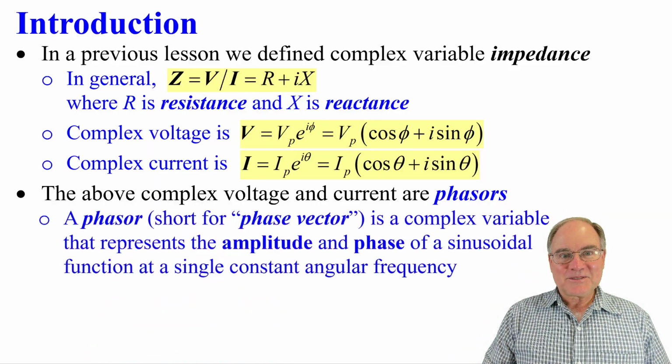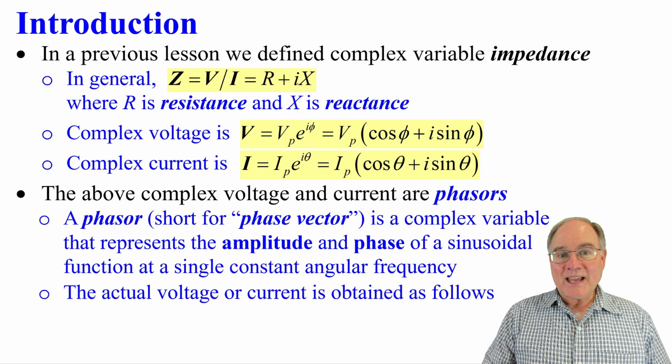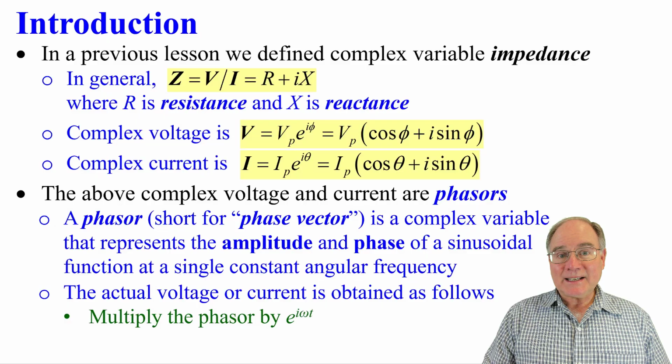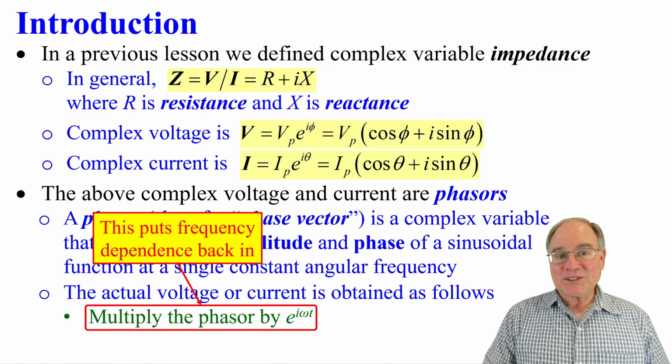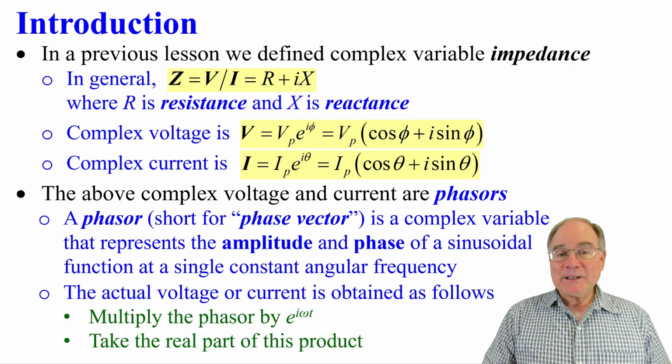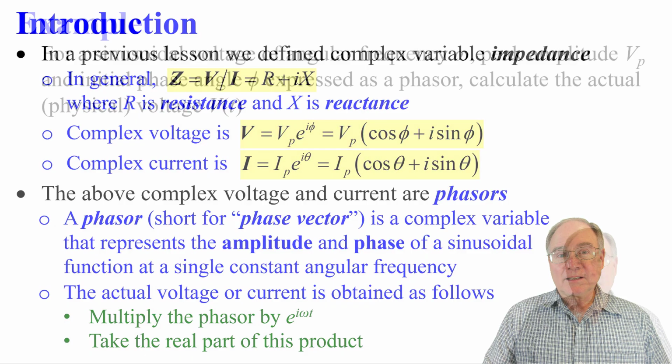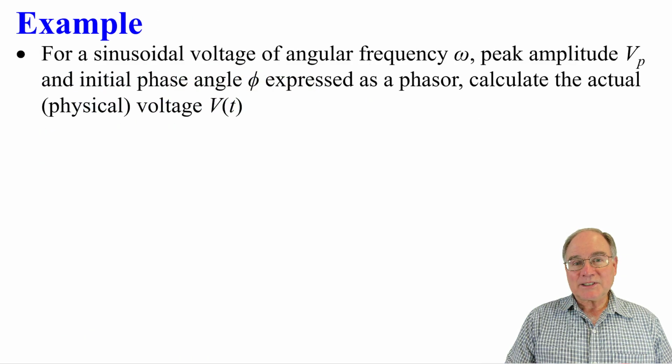A phasor, which is short for phase vector, represents the amplitude and phase of a sinusoidal function at some single constant angular frequency. The actual or physical voltage is obtained as follows. We multiply the phasor by e to the i omega t. You can see that this puts the frequency back in, and then we take the real part of the product. I'll illustrate with a simple example.